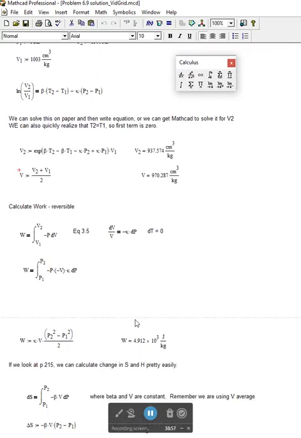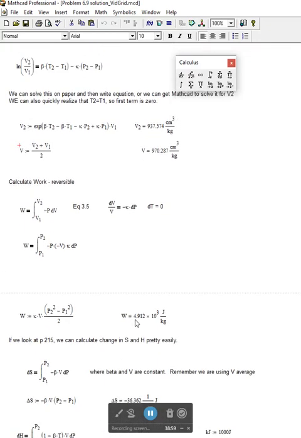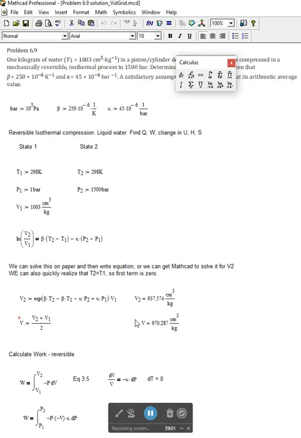So that is the solution of problem 6-9, I believe. Yep. And a little bit of a tutorial of how to use MathCAD.